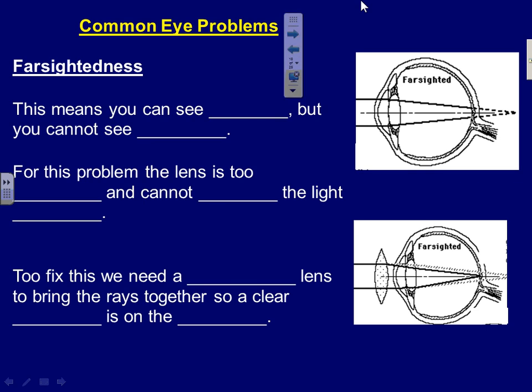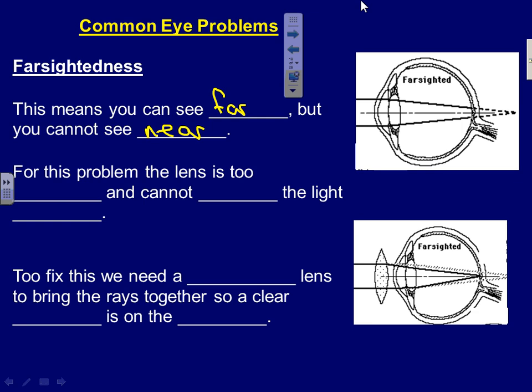Farsightedness. This means you can see far, but you cannot see close or near. It means that the lens is too weak. The image is actually behind the retina. The retina catches it there, and you'll notice it's too spread out. You can't see a clear image. You need to see it where it meets perfectly.